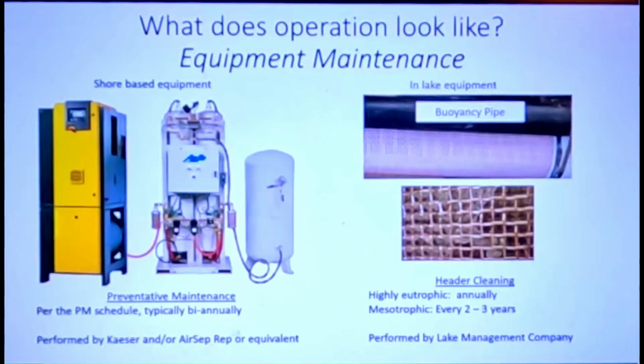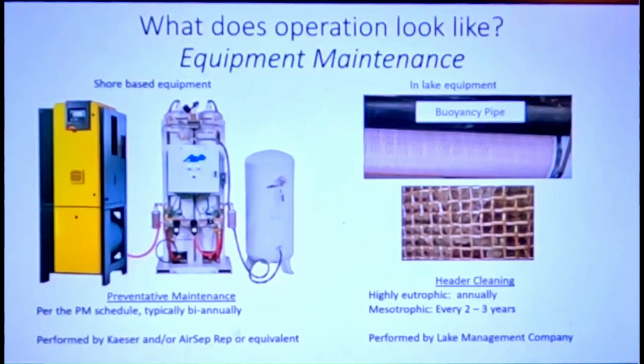Maintenance. Now, what does the maintenance look like? Maintenance is divided into two sections. We have onshore-based maintenance, and that's just a regular preventative maintenance schedule for the compressor and the oxygen generator. It's typically biannually: filters, changing the oil in the compressor. For the oxygen generator, we're going to service the canister filters. We'll service the solenoid valves every other year. But there's a regular scheduled maintenance schedule for that equipment.